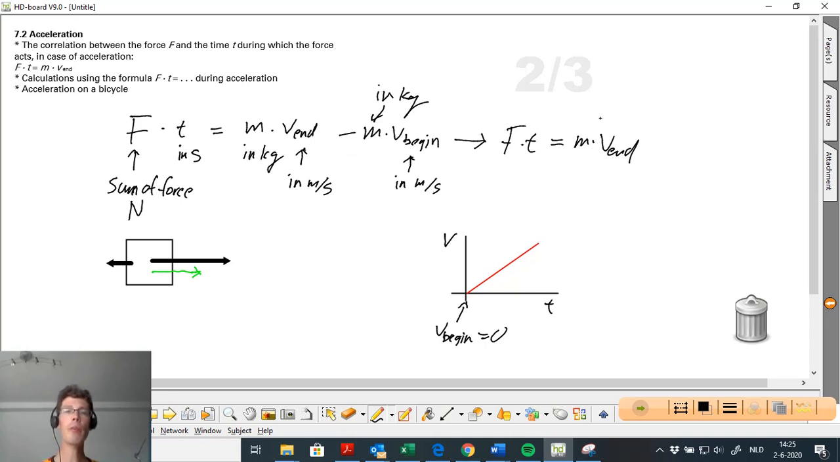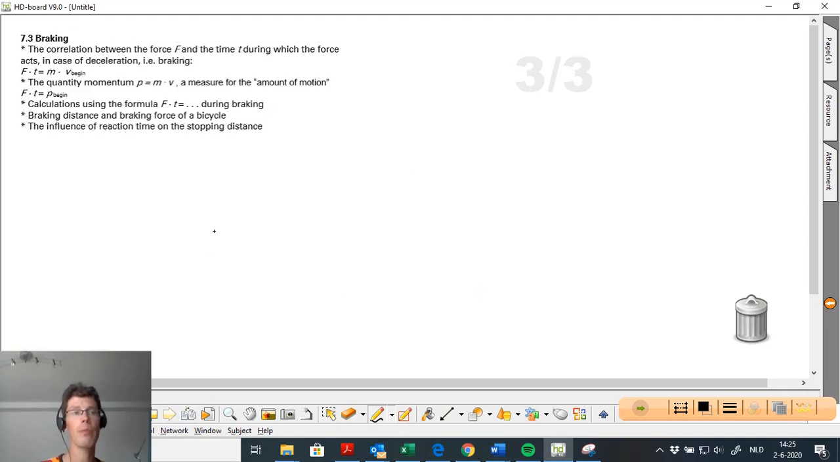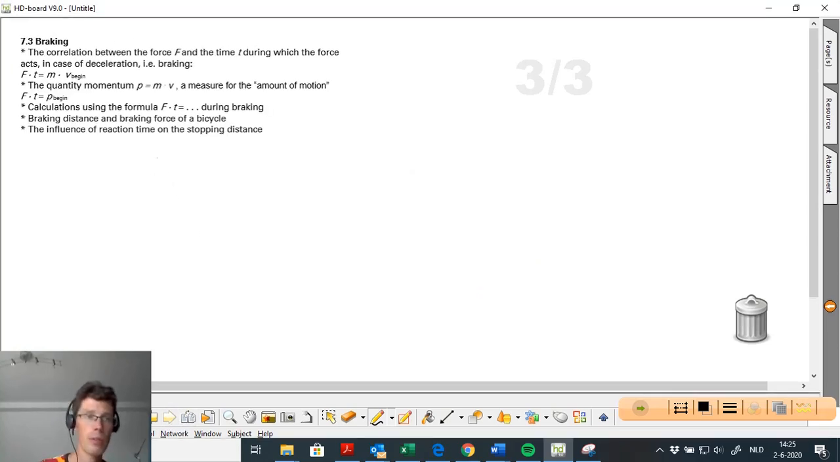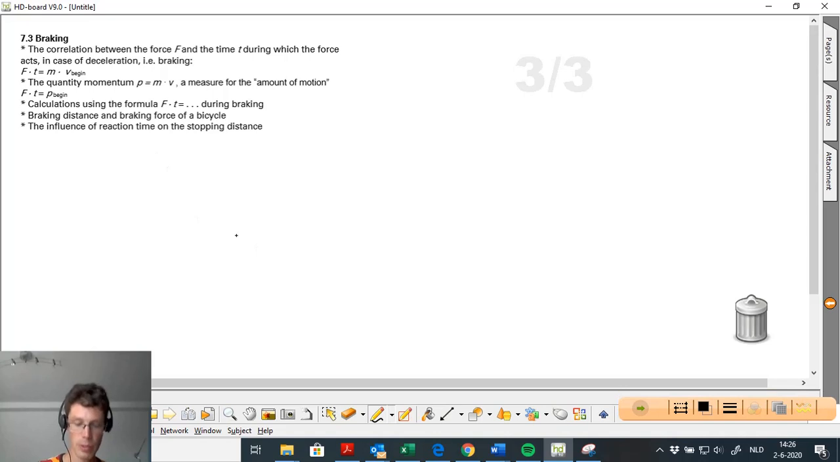So this is the formula during acceleration, speeding up. The formula is also perfectly useful when braking. To show you how that works, I'm going to write the formula in full first. So m times v end minus m times v begin.